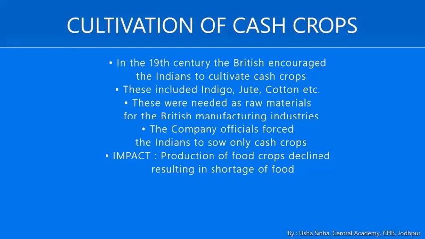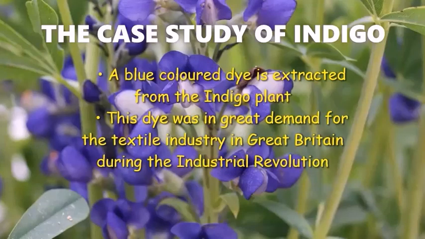The cultivation of one of these cash crops would lead to a rebellion in Bengal in 1859-60. A blue colored dye is extracted from the indigo plant, and this dye is used to dye clothes. This dye was in great demand for the textile industries in Great Britain during the Industrial Revolution.